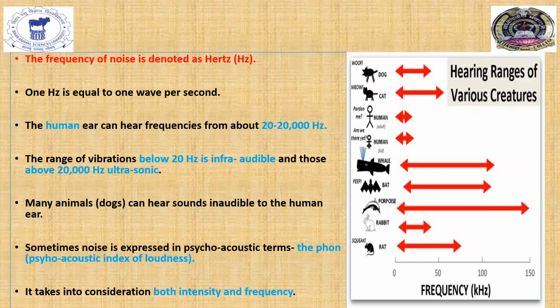Many animals, as we know very well, dogs have a hearing capacity of more than that, that is infra-audible sounds. What our ear cannot hear is also heard by dogs. Sometimes noise is also expressed in psychoacoustic terms, measured in terms of phon, which is the psychoacoustic index of loudness. In this, both things are considered, the intensity as well as the frequency of the sound.